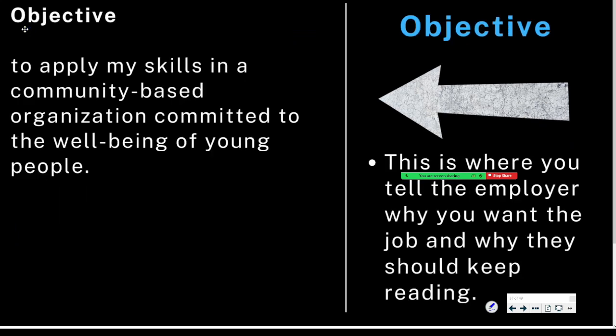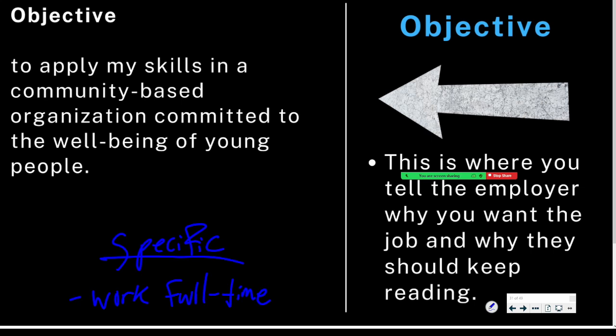Your objective. This is where you tell the employer why you want the job and why they should keep reading. Okay, so that's important, right? Your objective should be specific. So Sherry wants to apply her skills in a community-based organization committed to the well-being of young people, right? Some other things you might want to put in there: I want to work full-time. How much do you want to work? So basically it comes down to how much do you want to work, or how much can you work, full-time, part-time, casual, and then where do you want to work? She wants to work for a community-based organization that's committed to the well-being of young people.